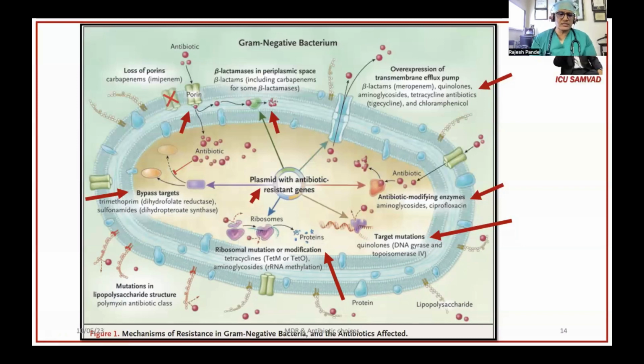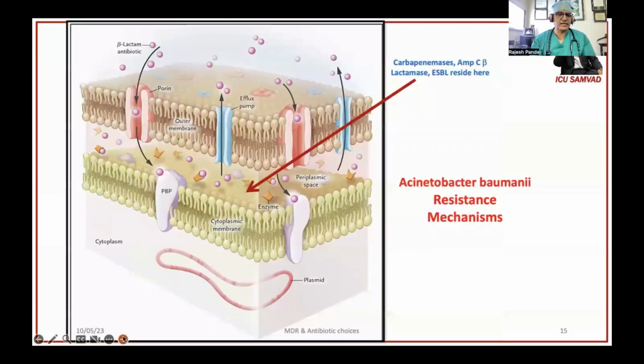So far, there is an ongoing battle between the bacteria developing these resistant mechanisms and humans trying to develop more and more antibiotics. But there is a fatigue that has set in, and as we know, the pipeline is almost dry now. This is the classical NEJM cartoon showing the resistant mechanisms of Acinetobacter baumannii, and here you can see.